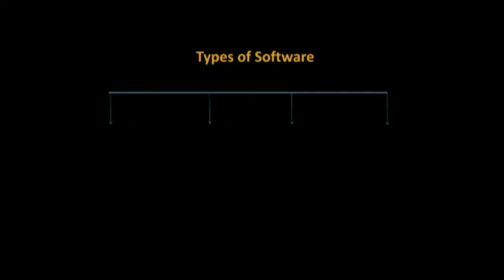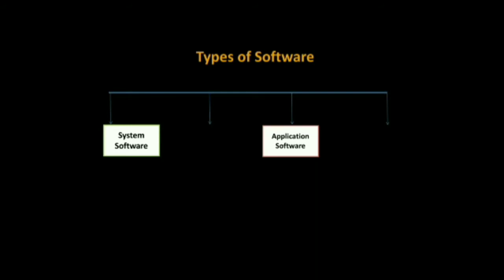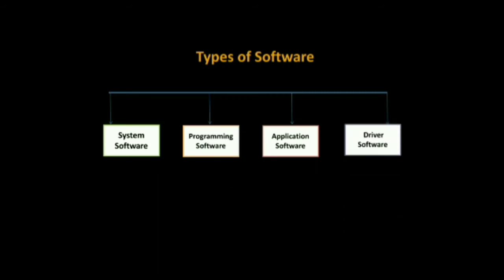Now, let's proceed to the types of software. Software can be broadly classified into two categories. The two major types of computer software are system software and application software, whereas the two other types of computer software are programming software and driver software. Often programming and driver software are considered as types of system software, but in this article we will explain each of them separately. So continue watching for a detailed discussion on the separate types, their uses, and driver and programming software examples.